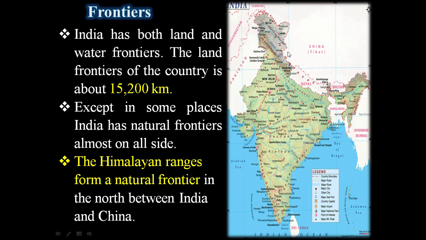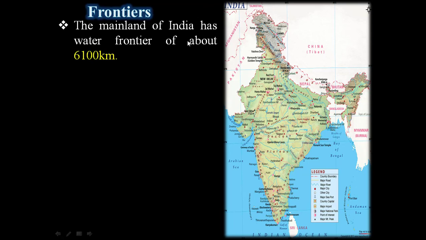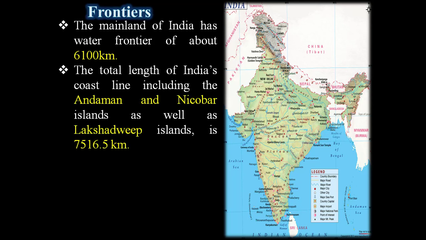The Himalayan ranges form a natural frontier in the north between India and China. The mainland of India has water frontiers in the remaining part from Gujarat to West Bengal. What you are seeing in blue color, the entire part is covered with water frontiers of about 6,100 kilometers.